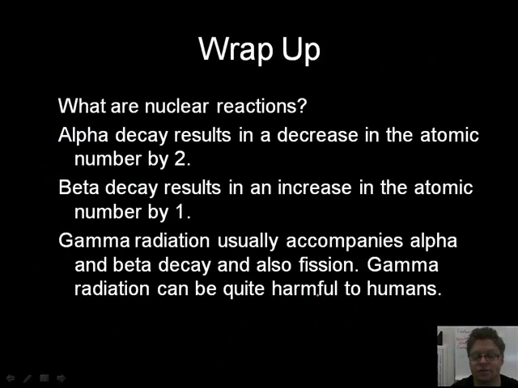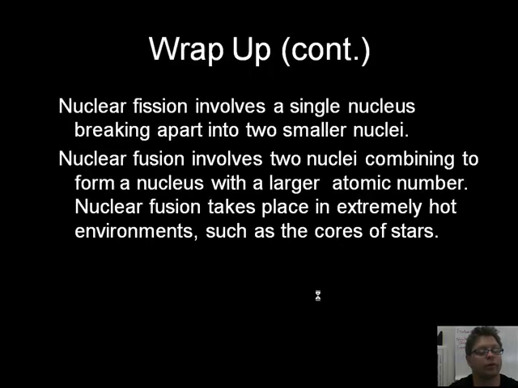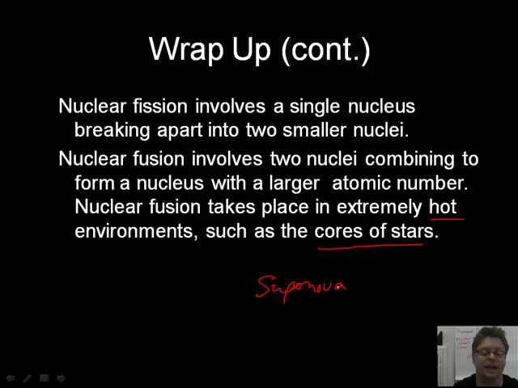Now, in nuclear reactions, we've got alpha, beta, and gamma. Those are the three we focus on. Nuclear fission involves a single nucleus breaking apart. Fusion involves two combining together. This happens in extremely hot places like the cores of stars. As we saw, one of the best cards to get in the game was the nuclear fusion card. And if you could get the supernova, this is how many of the heavier elements are believed to have been formed, in a supernova explosion, and those elements then collected together. The iron of the Earth collected together and formed our Earth as we know it.